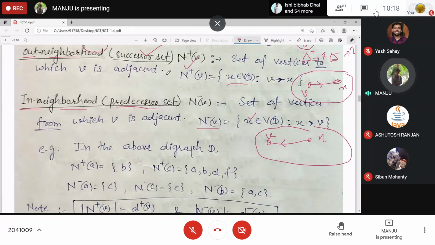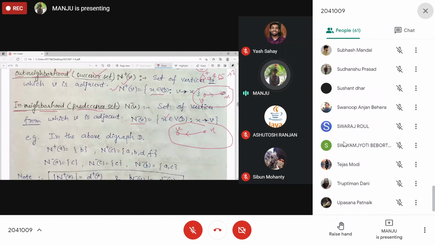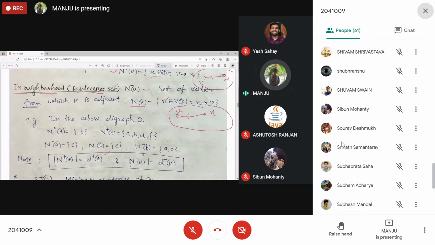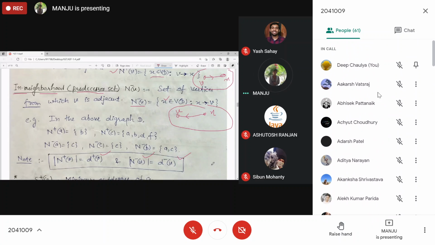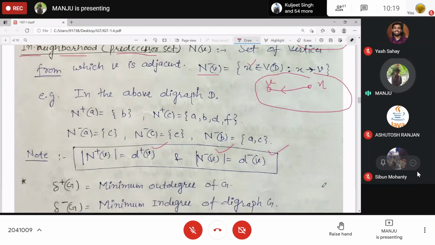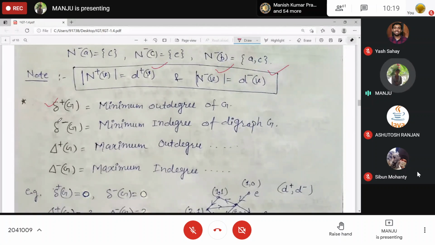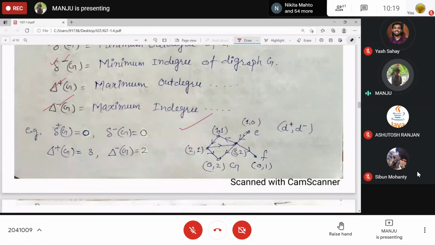And obviously, if you count all the out neighborhood, that constitutes the out degree of the vertex. And in neighborhood, the cardinality will give you the in degree. Clear? There should not be any loop present in that graph. Yeah, this is minimum out degree, in degree, maximum out degree, in degree. Clear? Yes, ma'am. That we already discussed.